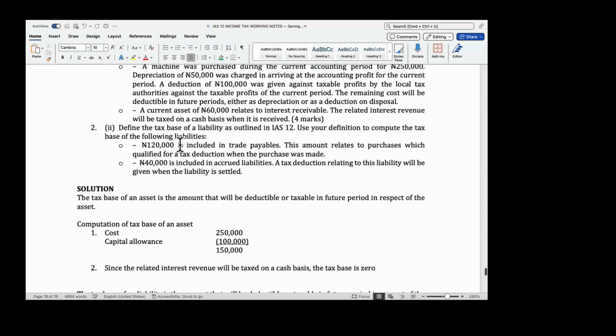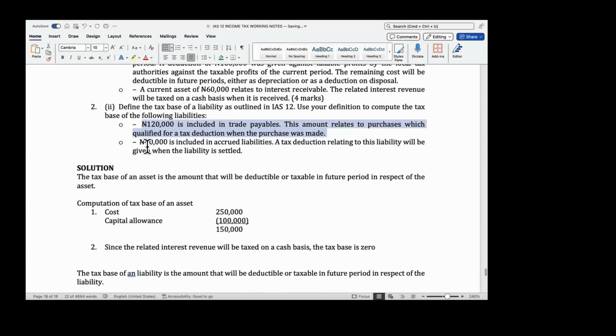So two scenarios as well. We're given 120,000 is included in trade payables. These amounts relate to purchases which qualified for tax deductions when the purchase was made. So can you guess what the tax base will be here? It's still 0, sir.